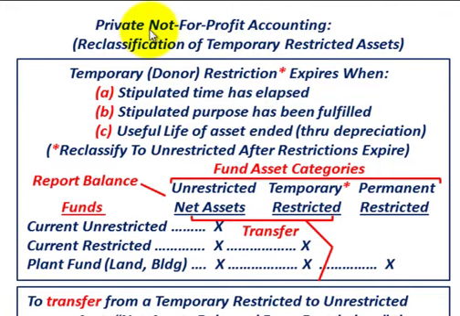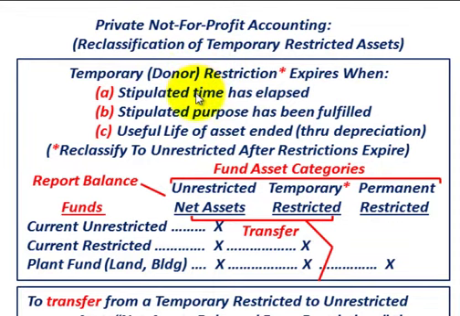What we're going to be going over here is private not-for-profit accounting, and we're going to be looking at the reclassification of temporarily restricted assets. When we're talking about not-for-profit organizations, those organizations depend heavily on donor contributions, where donors from the outside make contributions to the organizations, either funding or some resource they're going to donate to the organization.